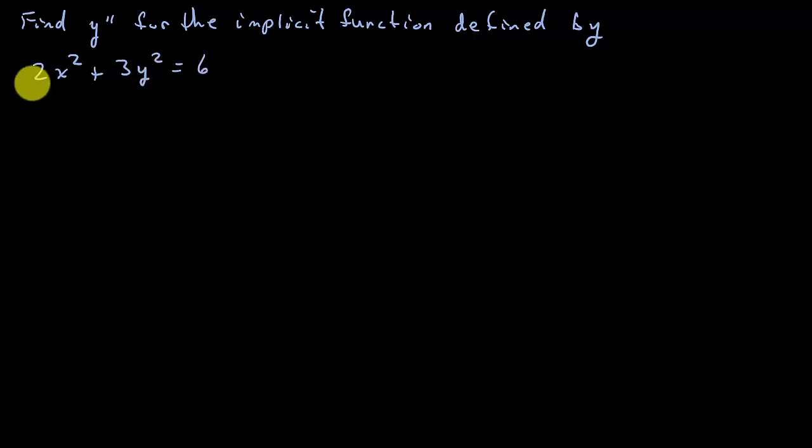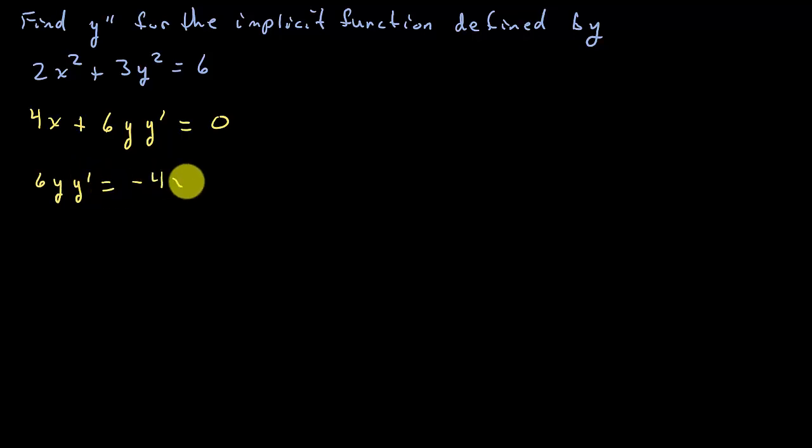So let's find the derivative of this. So that's going to be 4x, right? The 2 comes down, subtract 1, plus the 2 comes down, so that's 6y, subtract 1, and then remember it's times y prime equals 0. So now I need to solve this for y prime. So I get 6y times y prime is equal to negative 4x. And so I get y prime, and I'm going to divide both sides by 6y, is negative 2x over 3y. All right, so that's the first derivative.